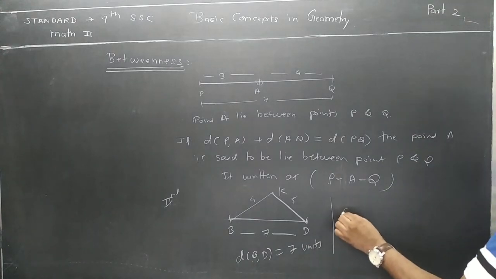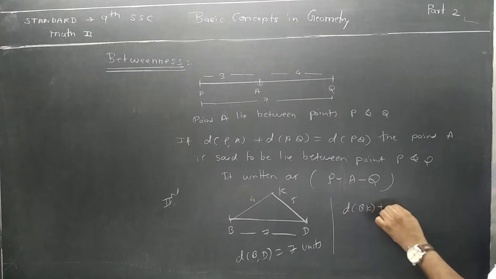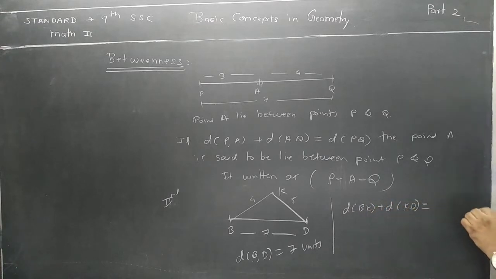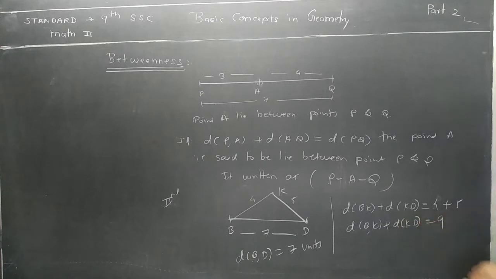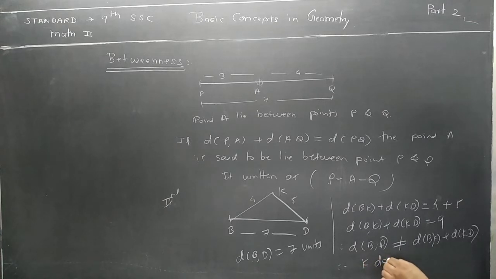I can say that distance BK plus distance KD is equal to 4 plus 5. So distance BK plus distance KD is equal to 9. Therefore, distance BD is not equal to distance BK plus distance KD. Therefore, K does not lie between B and D. This is the way we have to write.